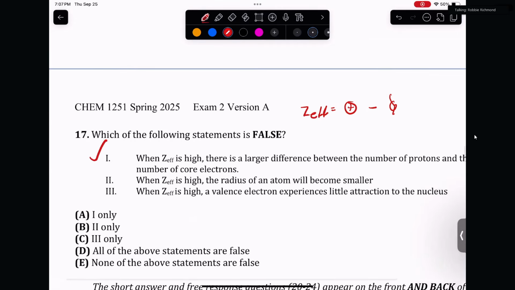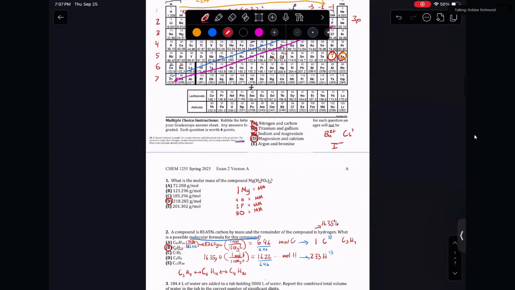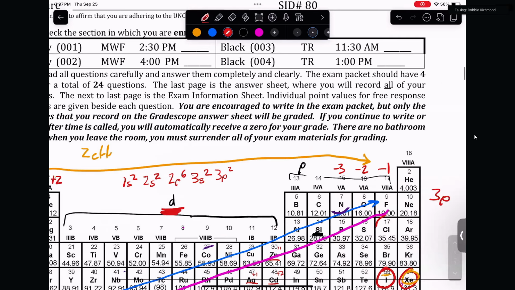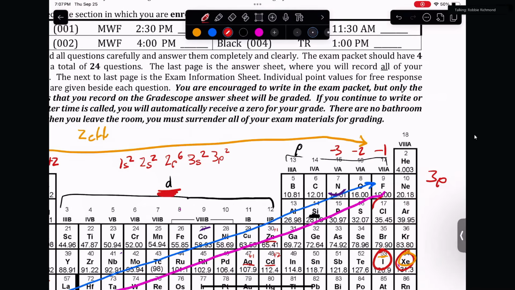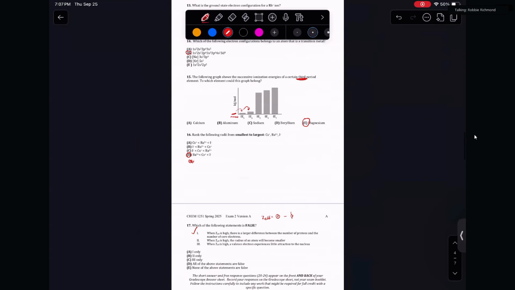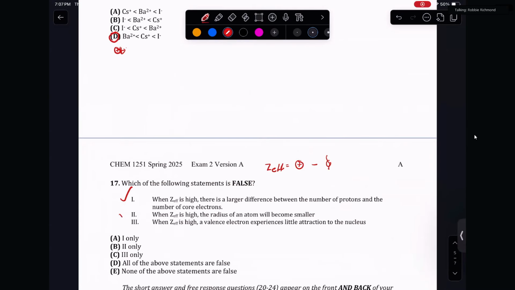Statement 2, when effective nuclear charge is high, the radius of an atom will become smaller. That's also what we just touched on in question 16. Look how the effective nuclear charge increases from left to right. However, the atomic radius decreases. So it basically has an inverse relationship. So that is true.